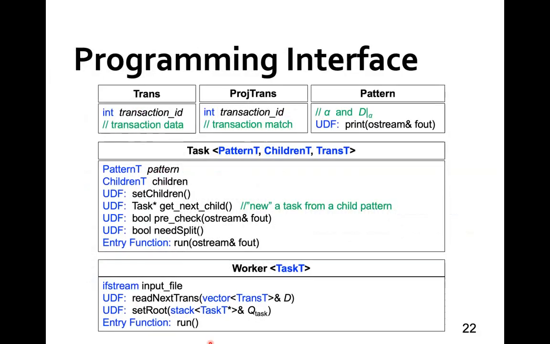Our programming interface is shown here, but we have covered those user-defined functions of the task-based class in our previous slide. There is also a worker-based class, which creates initial size 1 pattern tasks and puts them into the task queue for concurrent processing. This is actually conducted by the startRoot function, which is also user-defined.